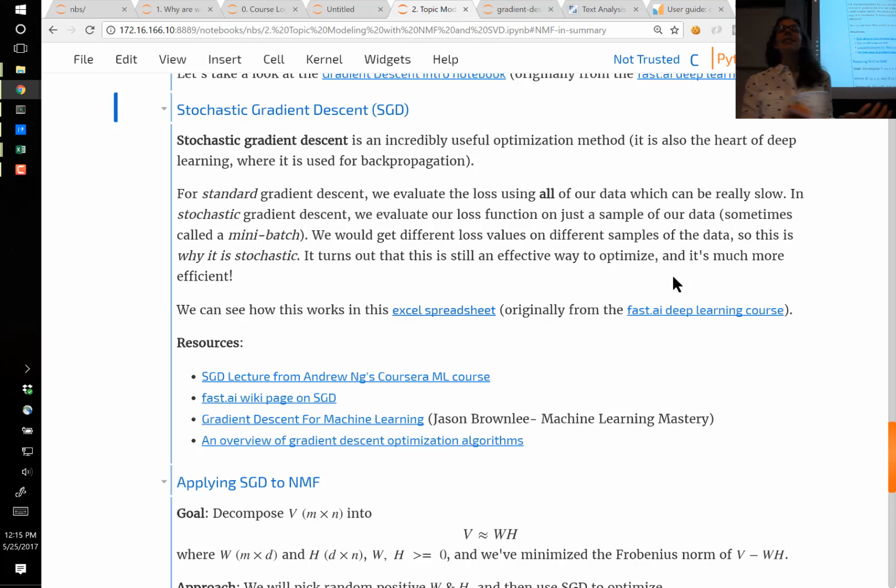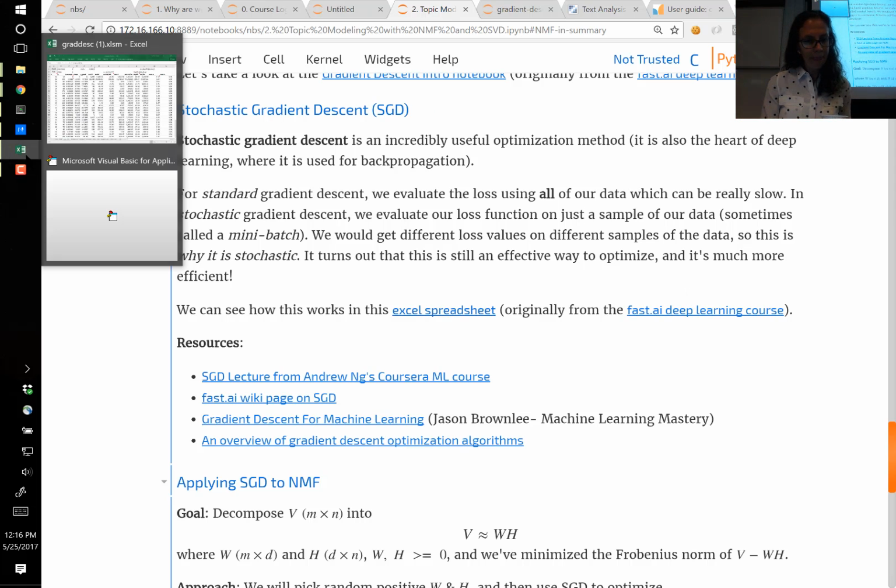And that's why it's stochastic, because depending on which mini batch you calculate your loss on, you'll get different answers. But it turns out that in aggregate, because this is part of a loop, it's good enough, and you get a huge improvement in speed. And so this is what I was going to show inside the Excel spreadsheet.